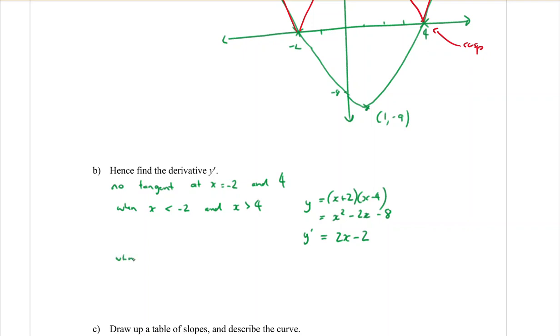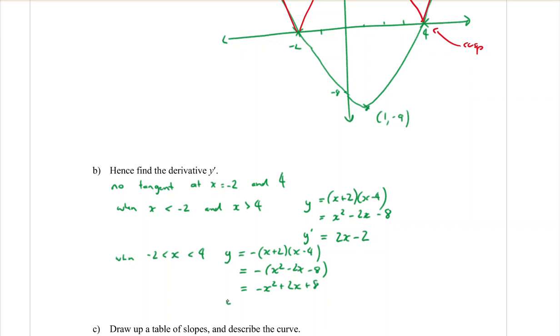That equation would be the equation of the gradient for the outside parts of my curve. But when I want to find the gradient when x is between negative 2 and 4, that was the part that got reflected up, and that parabola, the (x plus 2)(x minus 4), there's a minus sign in there, would have been the negative version of that parabola because I've reflected it. And then if I expand and differentiate that, that would be the equation of my derivative at that point. So it's going to be the negative of x squared minus 2x minus 8 that I had before. Expand the minus through.